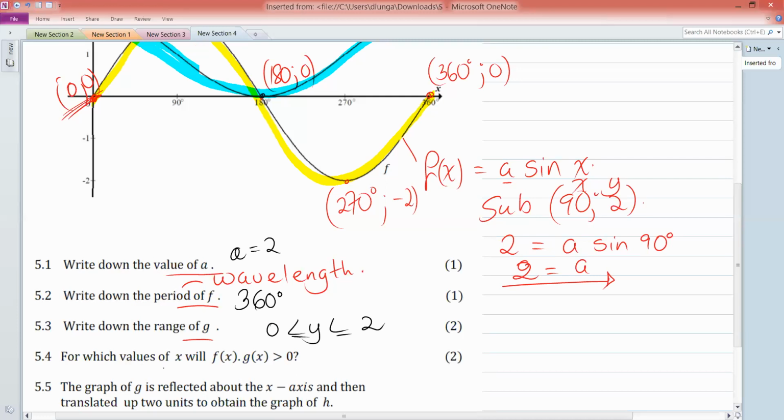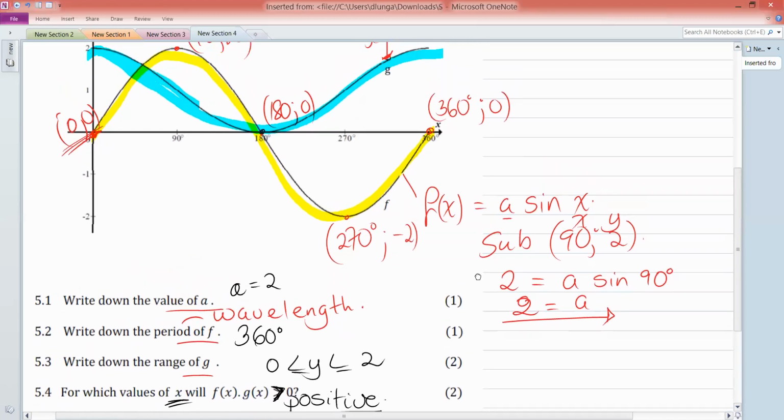Now, this is a slightly complicated type of inequality. What this means is, for which values of x will f of x multiplied by g of x be greater than or equal to 0? Let's understand this part. Greater than or equal to 0. What type of values are those? Those are positive values. So we're looking to see, if I were to multiply the two y values of the two graphs, where will I get positive values along the x-axis?